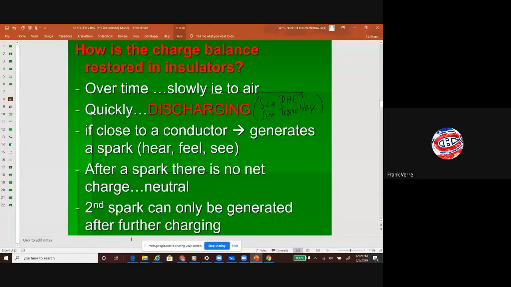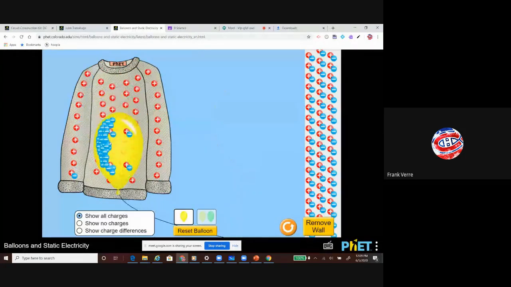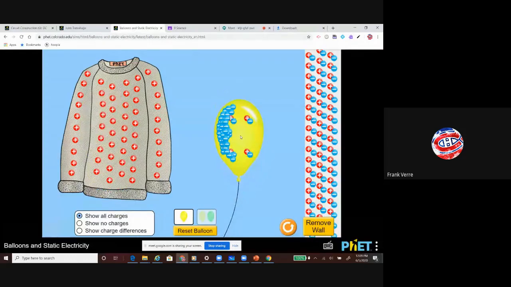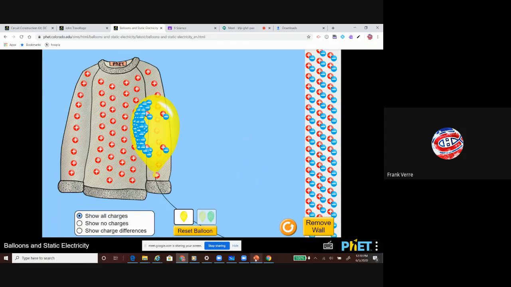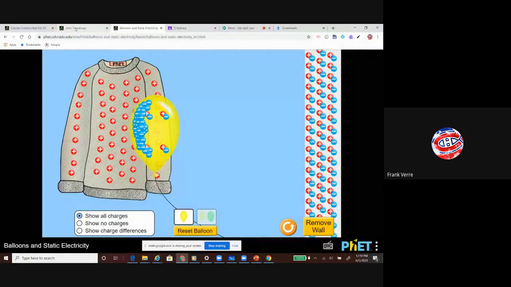Now, what happens over time is, if I build my charge, right now it looks like nothing is happening, right? Well, eventually the balloon will become neutral again, and the sweater will also become neutral again. Over time, slowly, the balloon will lose electrons to the air, and the sweater will gain electrons from the air. That will happen really, really slowly, okay? Or it can happen really, really fast.